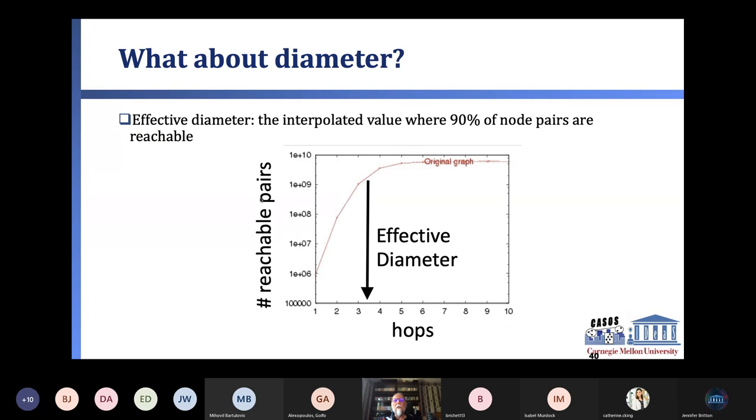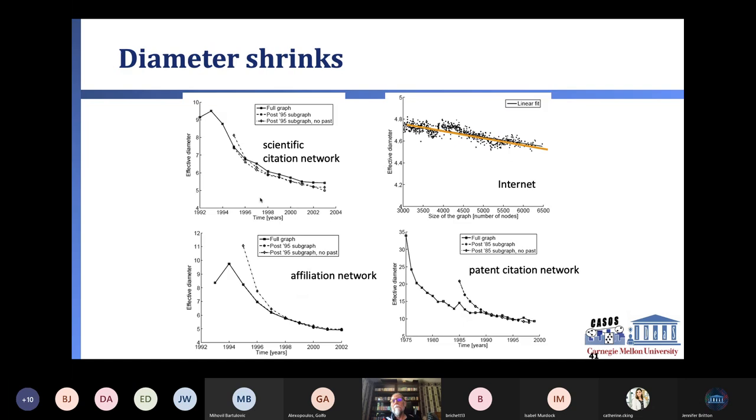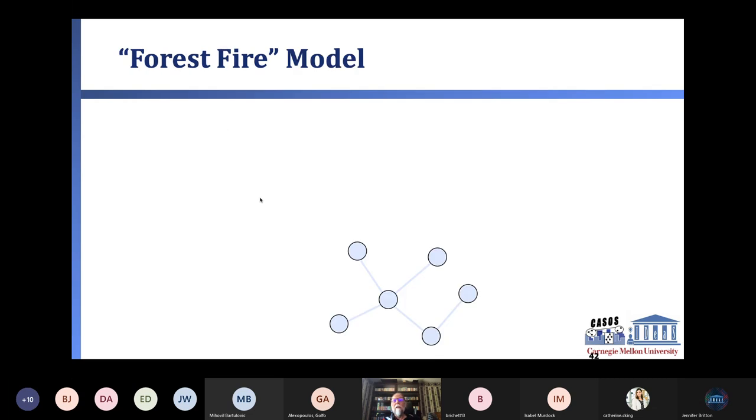So the effective diameter is sort of how many hops you have to go for 90% of all node pairs to be reachable. As the network gets bigger, there are more edges per node, and so the number of hops gets smaller, even though the network is getting bigger. It turns out that preferential attachment networks don't do this. So we look at these real networks and say we're not going to get a match for the long-term changes in these networks with preferential attachment.